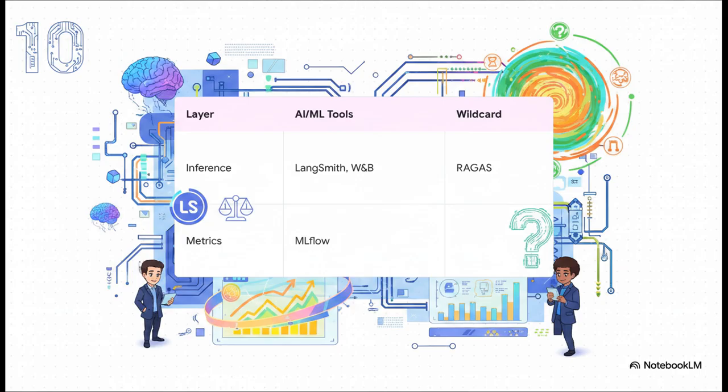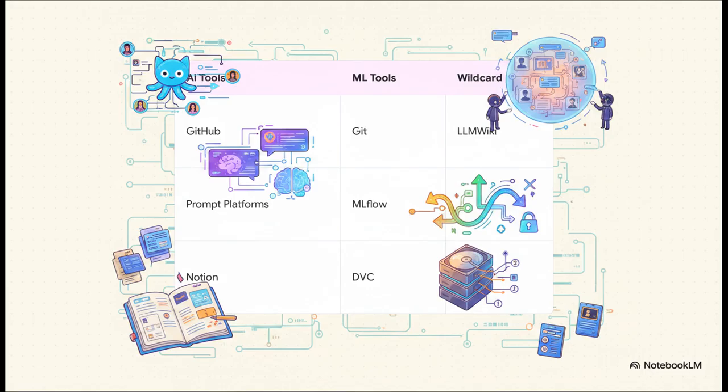The wildcard here is the Ragas diagnostic framework. It's a suite of reference-free metrics that evaluates context precision, faithfulness, and relevancy, catching silent retrieval failures without needing expensive human-annotated data. Step 11. Version control and collaboration.